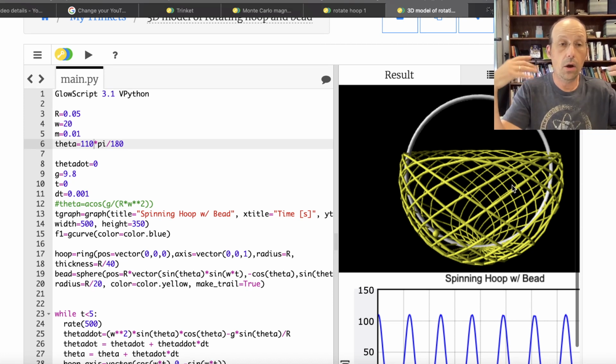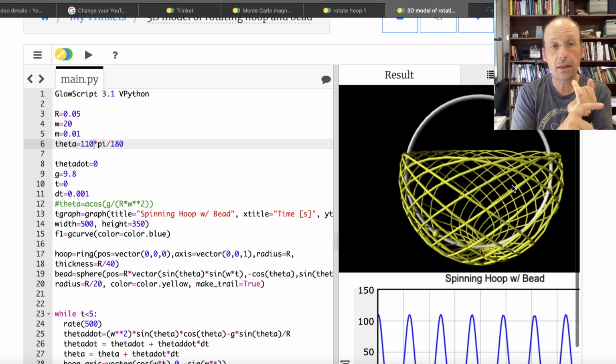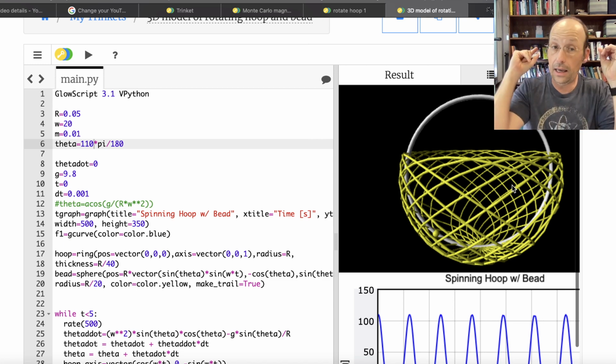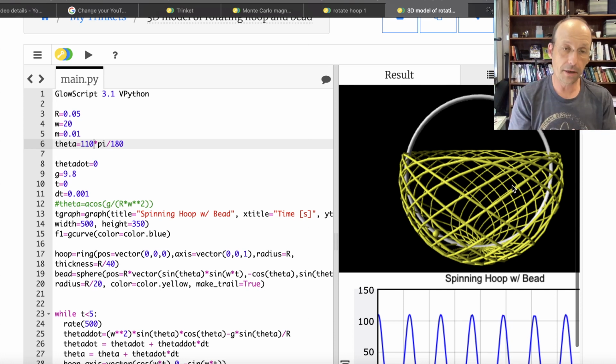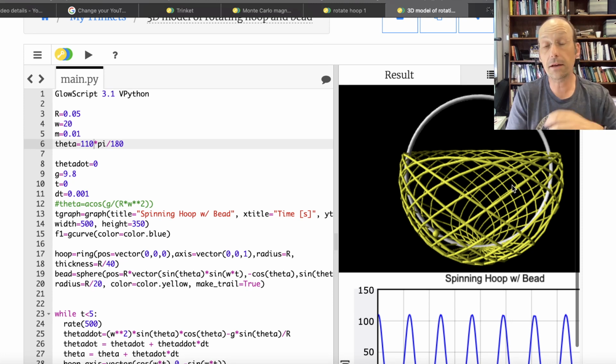Okay, so there you go. I went back through the equation of motion for a bead on a hoop, and I did everything I did before, plus made a 3-dimensional model of it, and that was really cool. I enjoyed it.